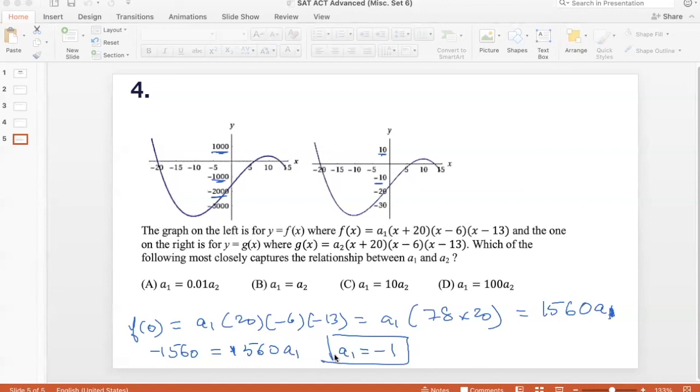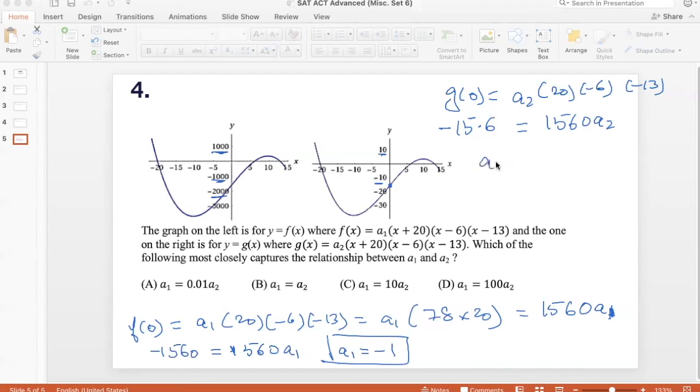Okay. Now let's find g(0). That would be a2 times 20 times -6 times -13, so that would be 1560 a2. And here that is between -10 and -20. So I'm going to take -15.6 again so that I get a whole number for a2. So a2 would be -1/100, right? Because -15.6 divided by 1560 is -1/100. So what is the relationship between a1 and a2? a1 is 100 times a2, right? Option D.